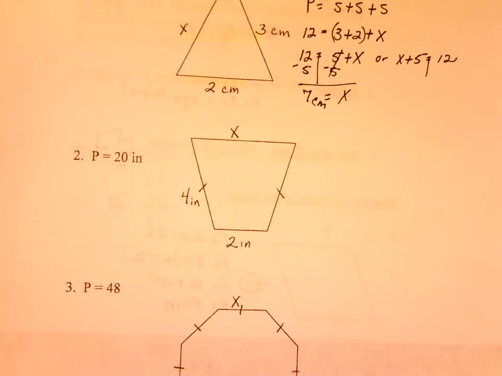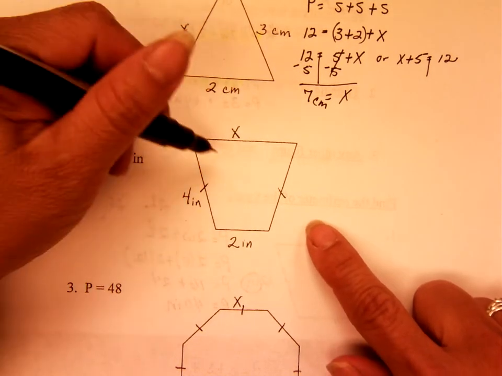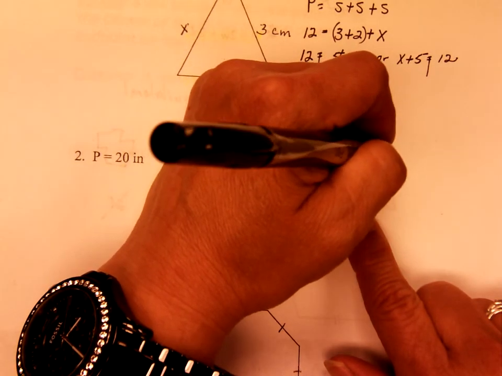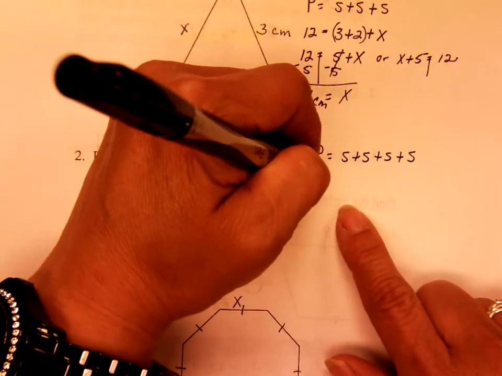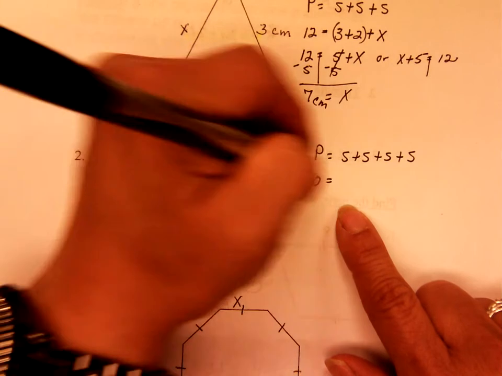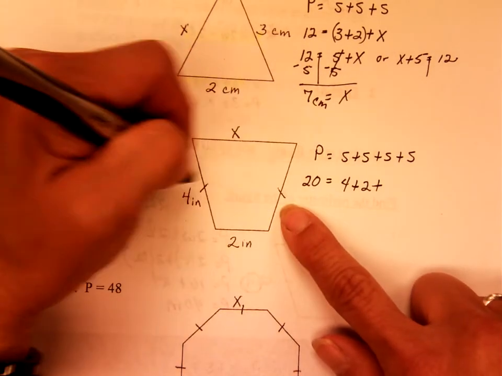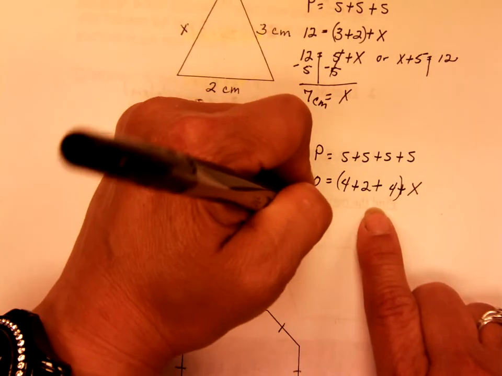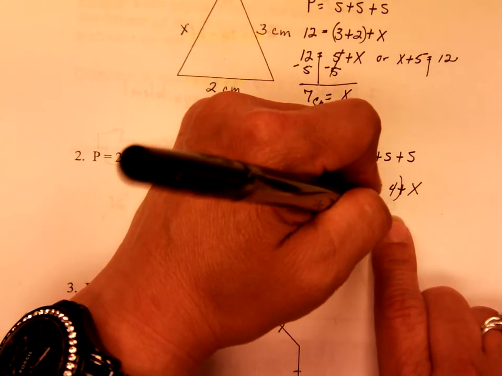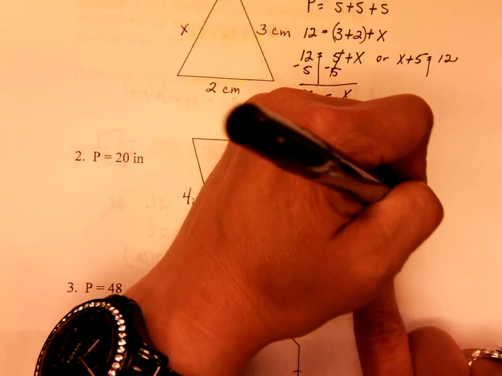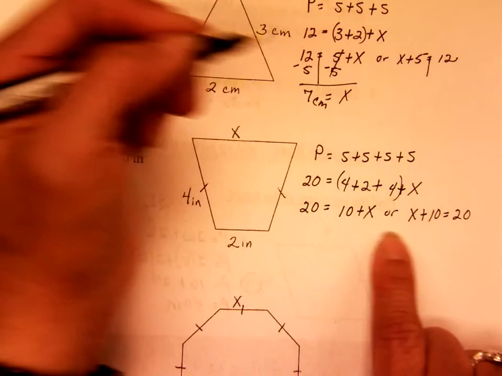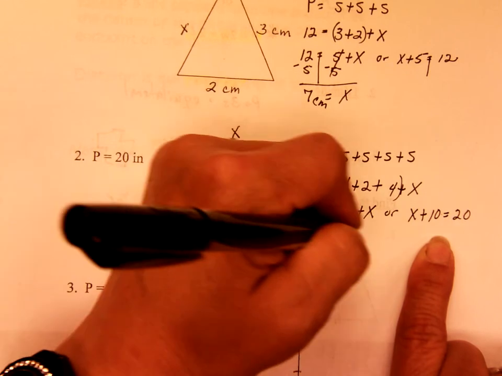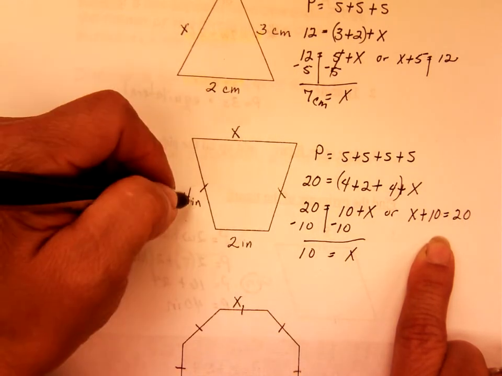All right, looking at number 2. This is a trapezoid. So here you write P is equal to S plus S plus S plus S. Replace P with 20 is equal to, you have 4 plus 2 plus, this side is equal to this side, so that's 4 plus X. Add up your 4 plus 2 plus 4, so 20 is equal to 10 plus X. Okay, if you need to rewrite it, you write X plus 10 is equal to 20, so that you know how to do it algebraically. You should know that you're subtracting 10 on both sides, and X is equal to 10, and your unit is inches.